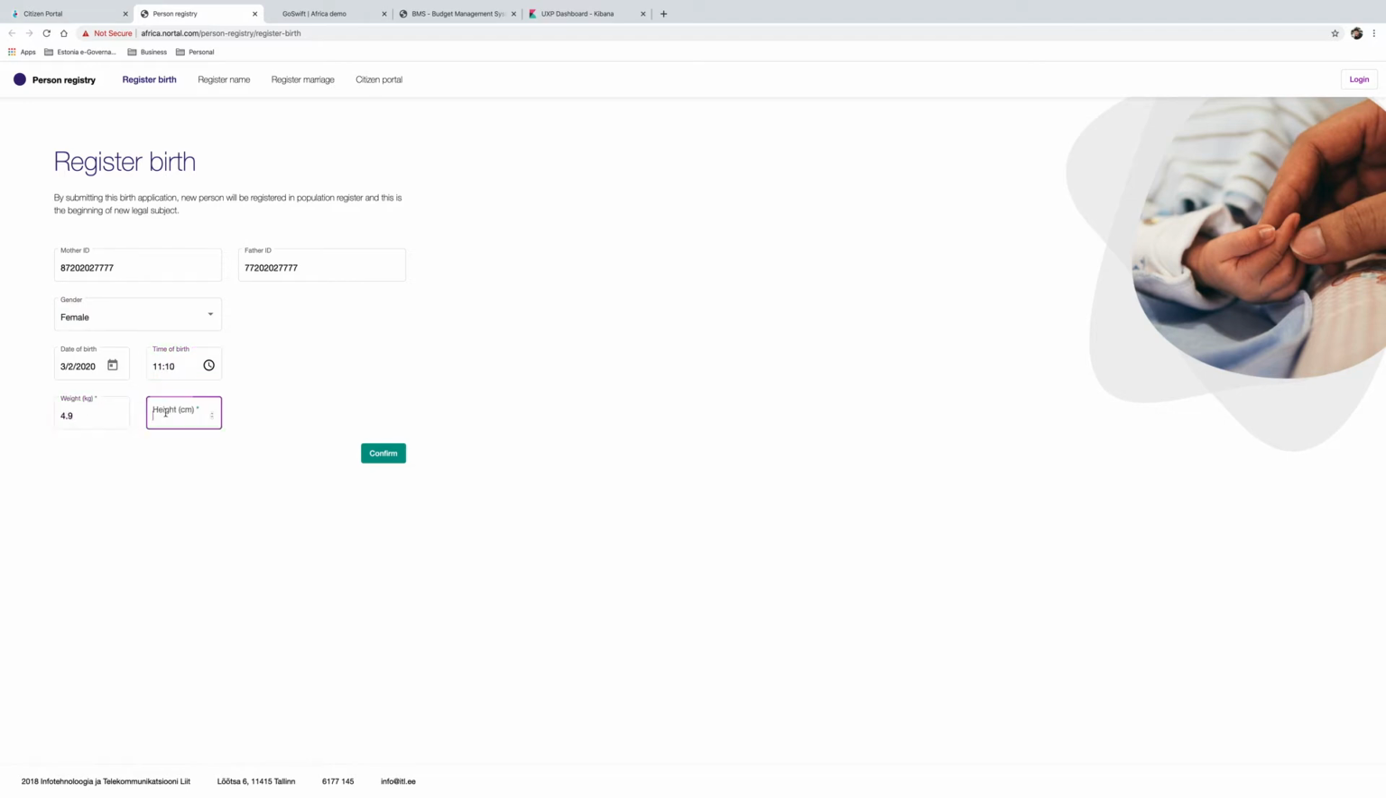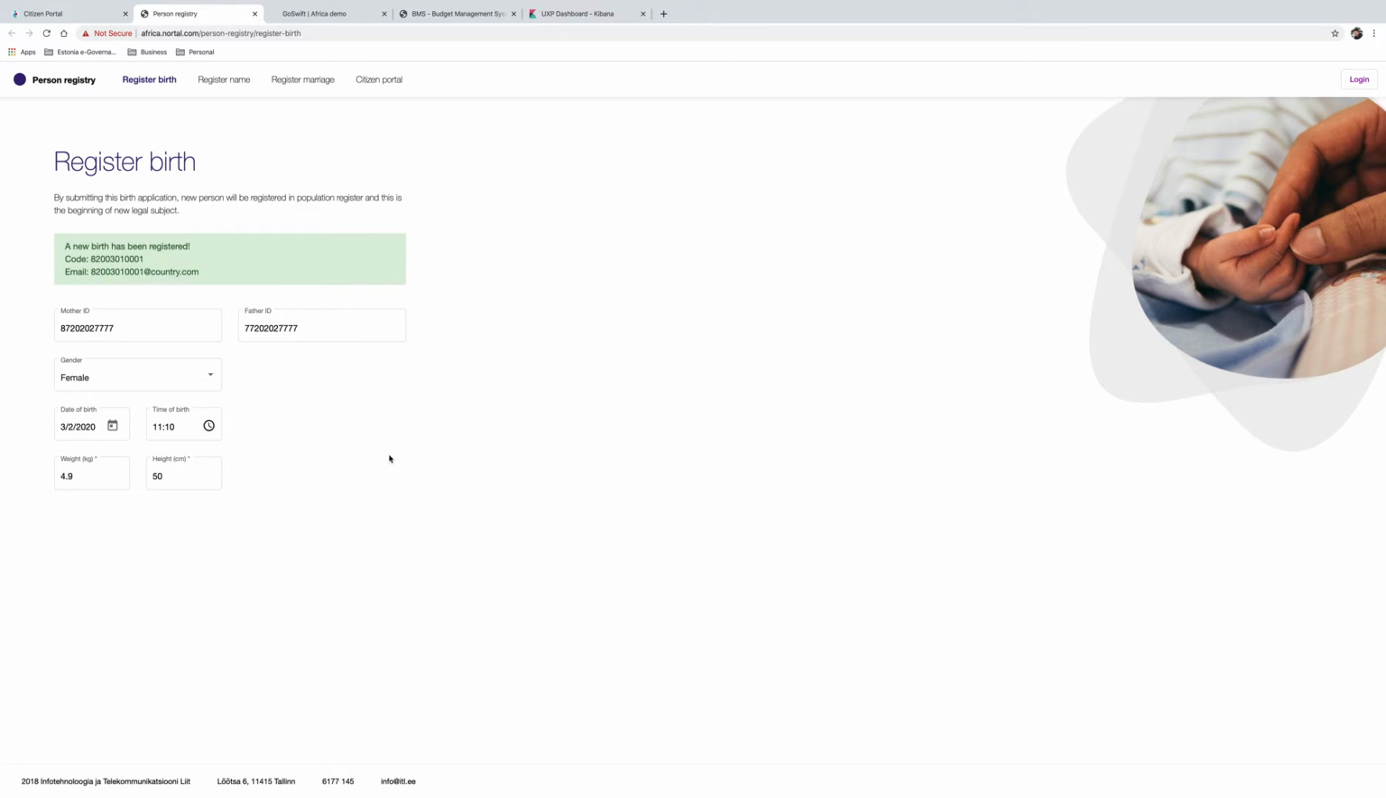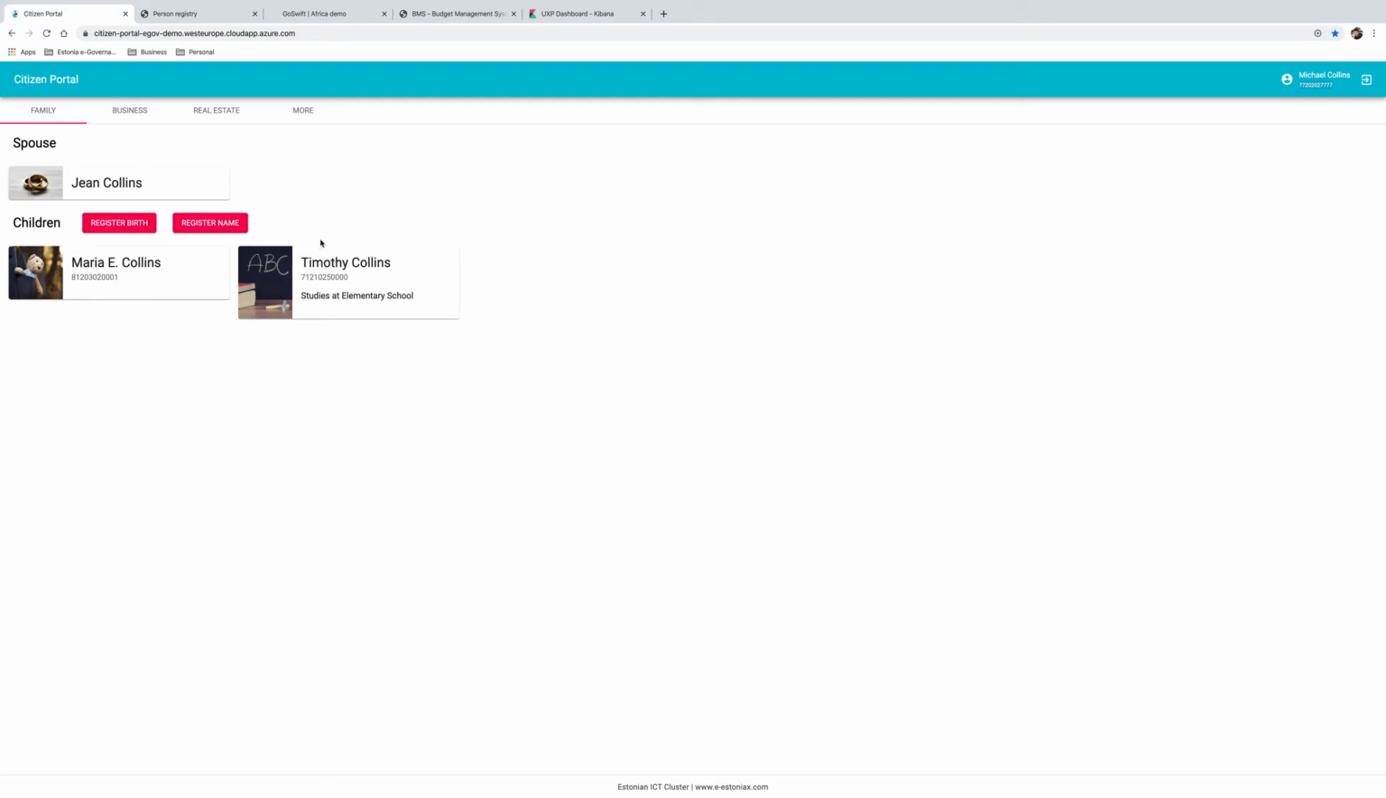Once he saves the information, the birth of the child is registered. We can confirm this by refreshing the data in the citizen portal and see that they have a new, yet unnamed child added to their family. In the next step, Michael will go through the process of giving the child a name.